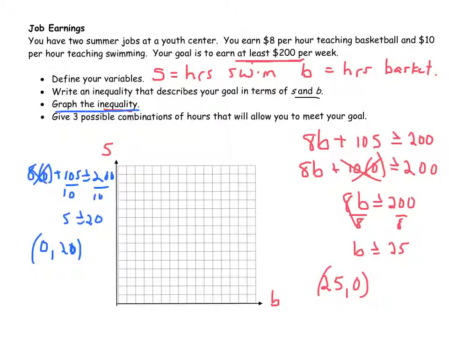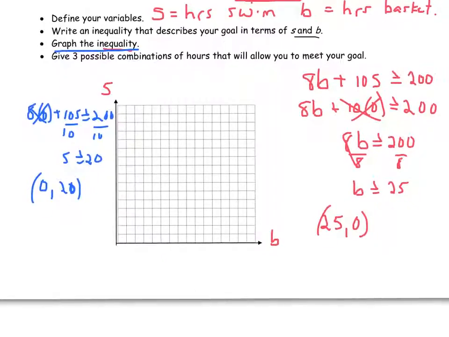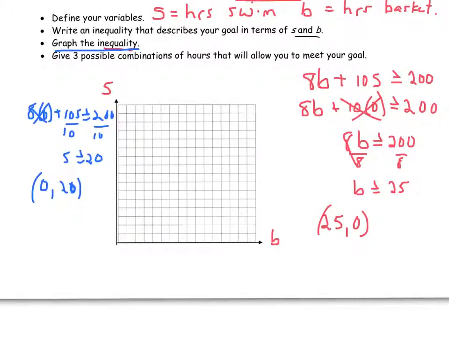It says graph the inequality. So let's do that. So now I need to number my axes here. For my B axis, I'm going to go up by 5s every time, and then I'm going to graph 25, 0 here. And then I need to label my S axis, and I'm going to let those be 5 every time. So then I'm going to graph this.